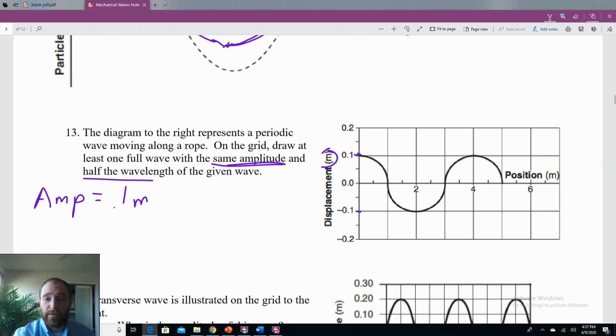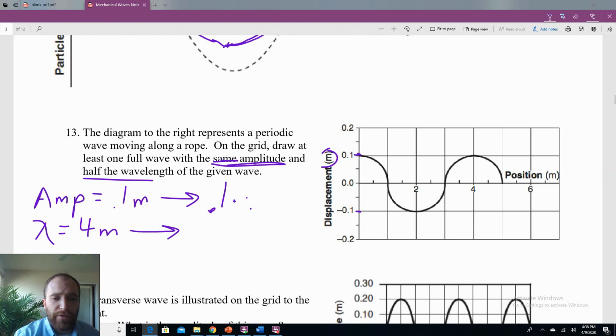Let's look at the wavelength. What do you think the wavelength is of the one that's currently drawn? We start at the top, and one complete wave is from here, then all the way back to where we started, which was at the top. Looks like that happens after 4 meters. So we want the same amplitude, so the new wave we'll draw is going to have the same amplitude of 0.1 meters. But we want half the wavelength. So for half the wavelength, instead of 4 meters, we're going to have a wavelength of 2 meters.